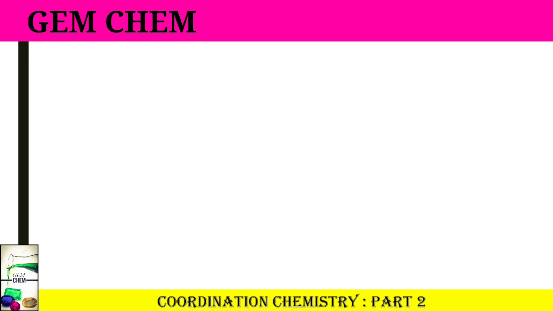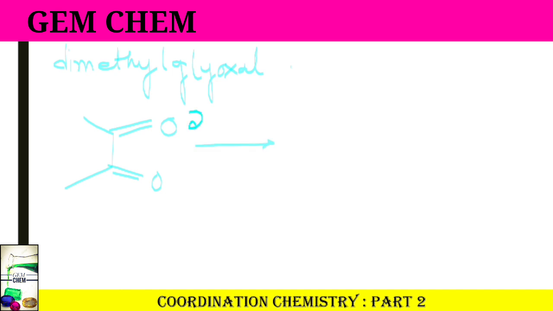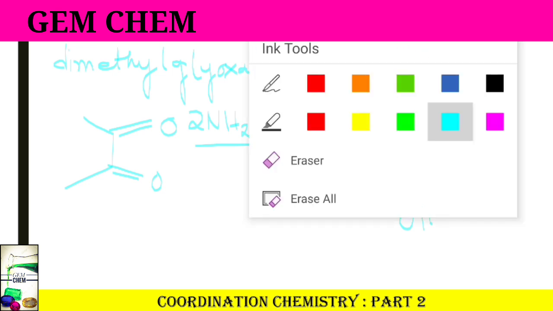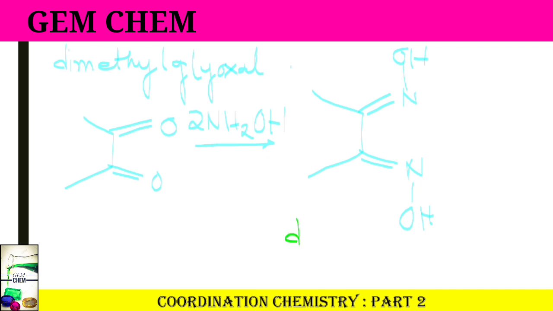The next ligand is dimethyl glyoxime. It looks like CH3 C double bond O, C double bond O, CH3, and to it when we add 2 NH2OH, we get the same thing, but with an attachment of NOH here and NOH here. If you look carefully, this is known as dimethyl glyoximate, which acts as a ligand.